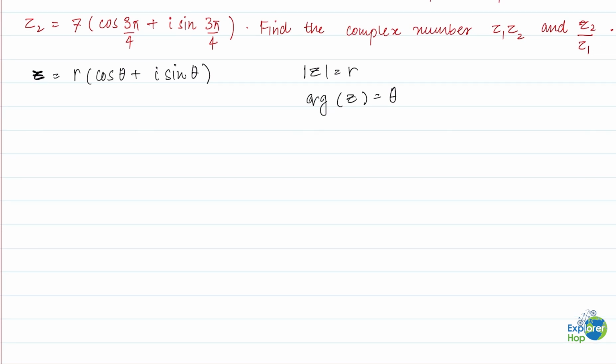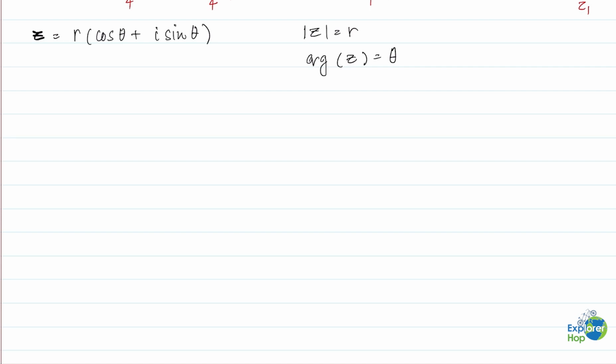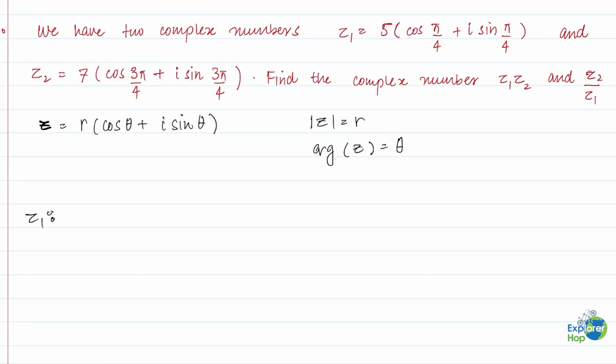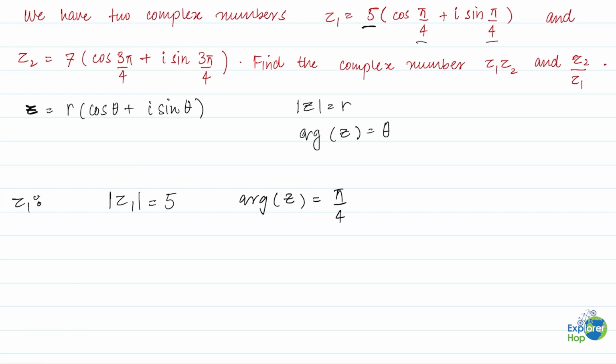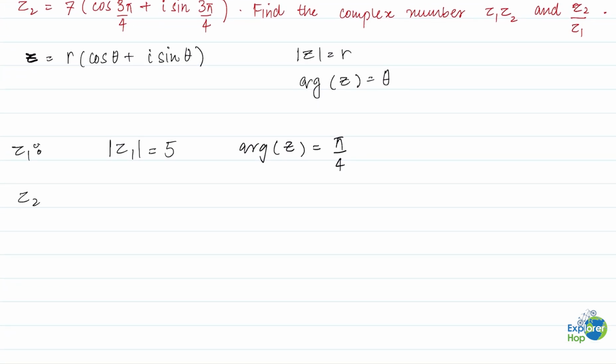Moving on, now we'll find the modulus and the argument for the two complex numbers that we are given. So for z1, the modulus would obviously be 5, as we can see here, and the argument would clearly be pi by 4, as we can see here and here. Similarly, for z2, we would have the modulus to be 7, and then the argument to be 3 pi by 4, as can be seen here.